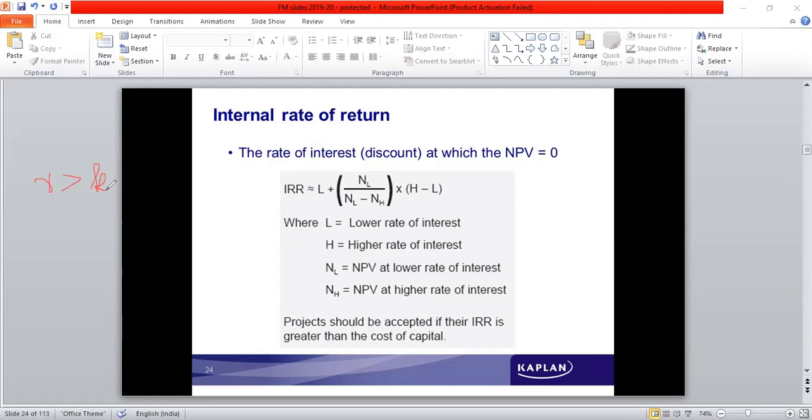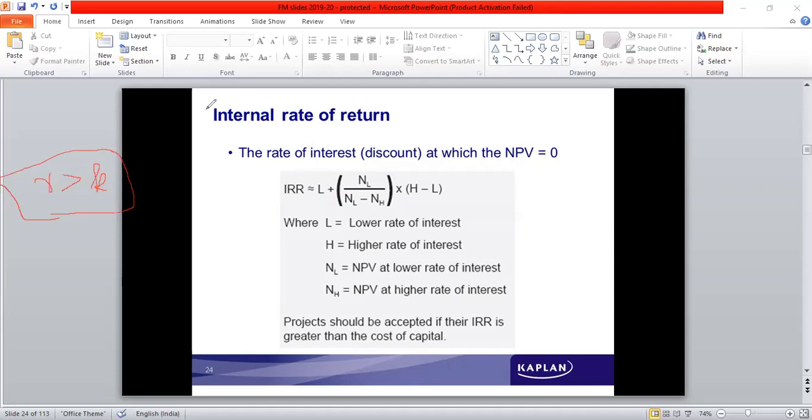Okay. So at what rate are the cash flows discounted? If the cash flows are discounted at a particular rate R and that R happens to be greater than K, then the project will be accepted. So this is the accept reject criteria. At what rate, when discounted, do they become equal to zero? So it's a trial and error method.